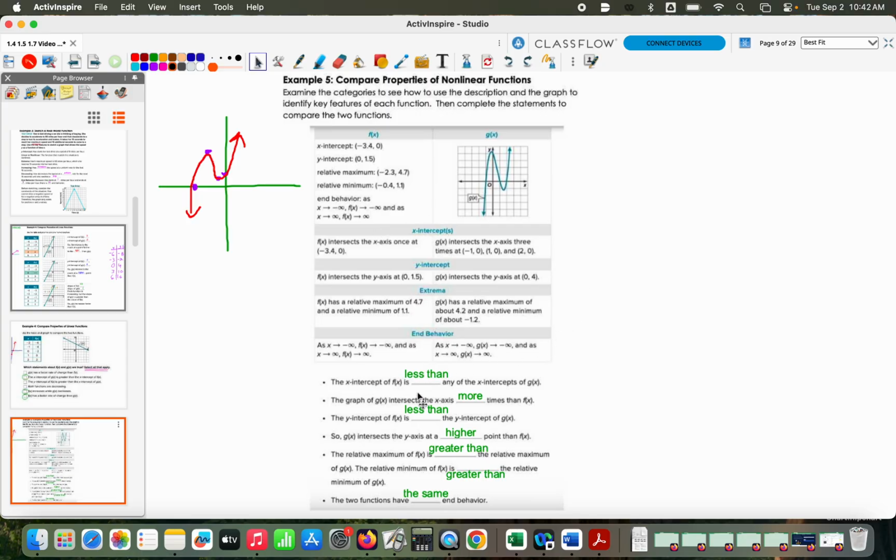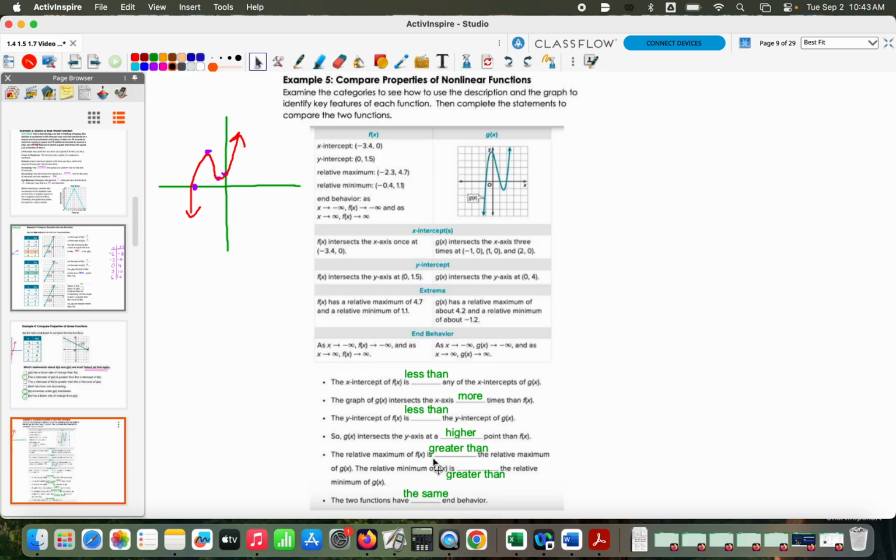Let's see, the x-intercept of f of x is less than any of the x-intercepts of g of x. Looks like this x-intercept is definitely -3. All the x-intercepts here were a bigger number. The graph of g of x definitely intersects the x-axis more, it has more x-intercepts. We only have one x-intercept here for f of x. The y-intercept of f of x is less than. So this y-intercept was only 1.5, whereas the y-intercept here is much higher. So therefore it crosses at a higher point.